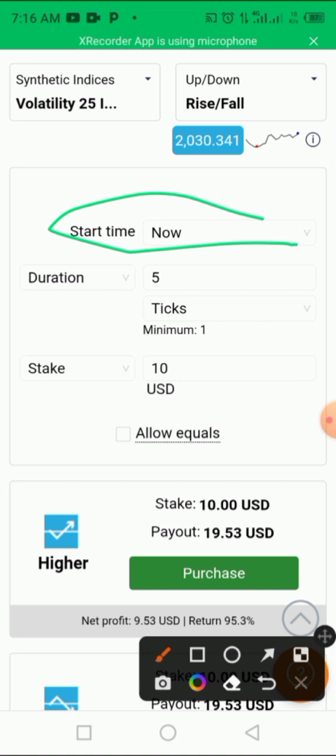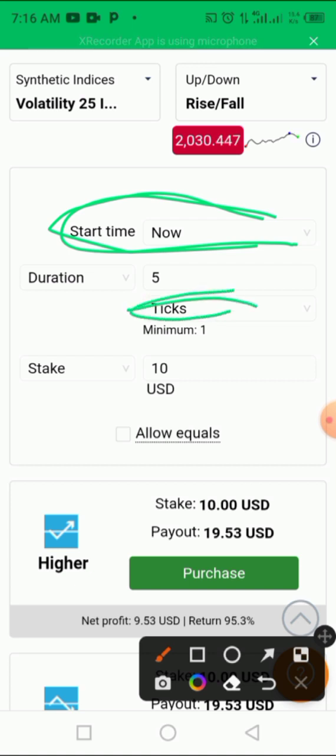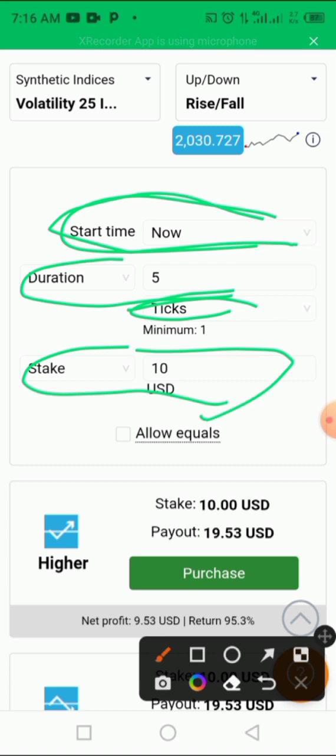Start now is more or less like when you say pending order executes immediately. So if this is start time now, you start immediately. This is stake, this is duration. So it's the hours. I'm going to remove this stake, the amount you are willing to invest. You can see $10. Let me take away this stake and put hours there.